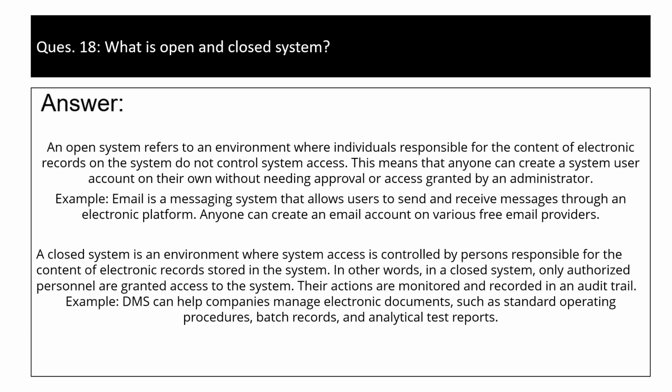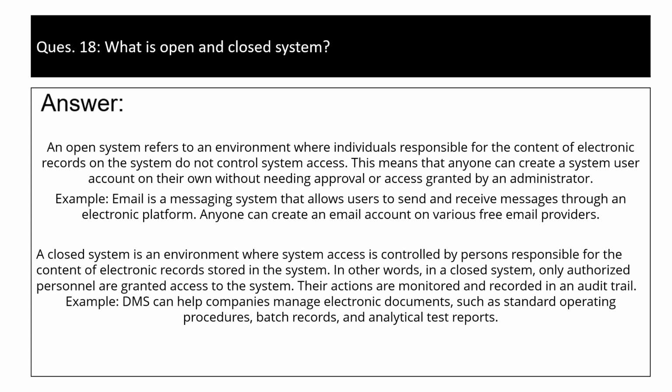Question number 18, what are open and closed systems? The answer will be, an open system refers to an environment where individuals responsible for the content of electronic records on the system do not control system access. This means that anyone can create a system user account on their own without needing approval or access granted by an administrator. For example, email is a messaging system that allows users to send and receive messages through an electronic platform. Anyone can create an email account on various free email providers.